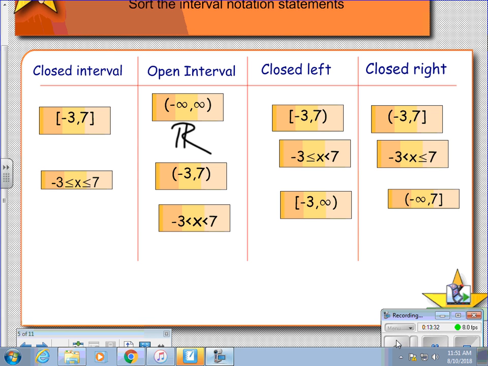This one here, x is greater than or equal to -3, because it's -3 and everything larger. So as an inequality, it's not between the two numbers. It's everything bigger than that. So it's -3 and everything larger. Okay. Questions?